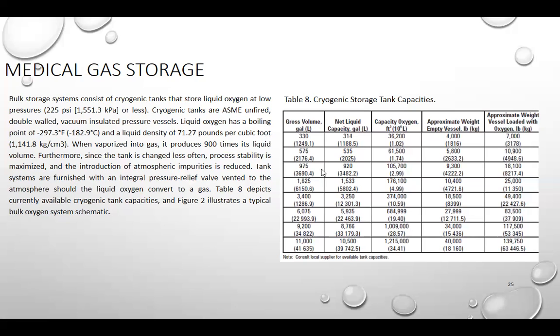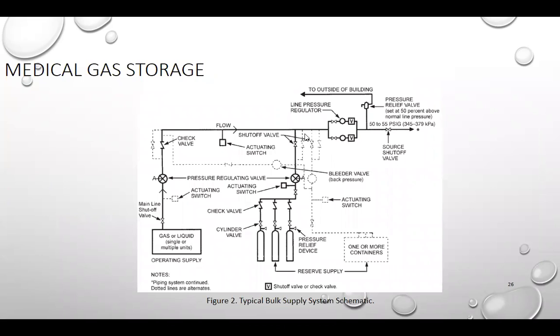Ito yung mga volume ng tanke, liquid capacity, oxygen, size, cubic feet, and approximate weight of the vessel loaded with oxygen. So ito yung typical bulk supply system schematic. Okay. So this is the oxygen tank. Ito yung tank, ito yung reserve and accessories.